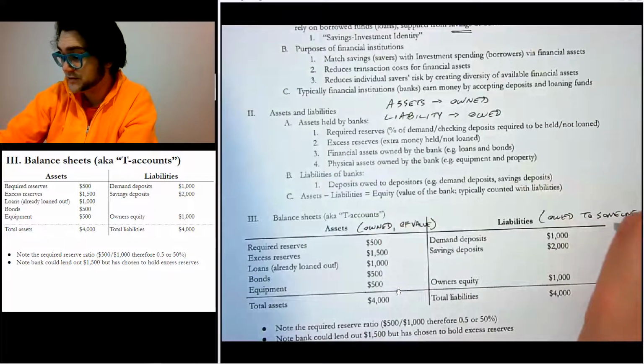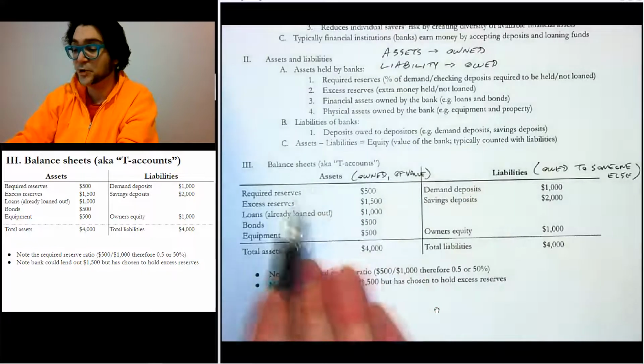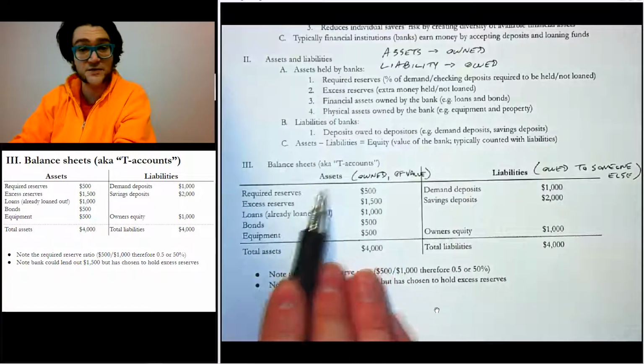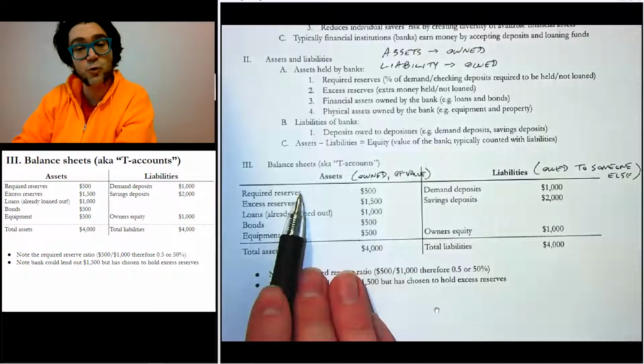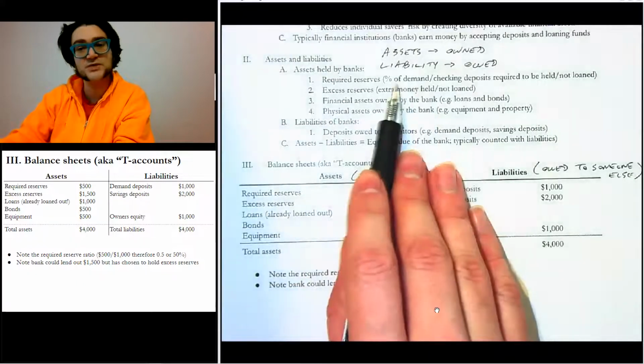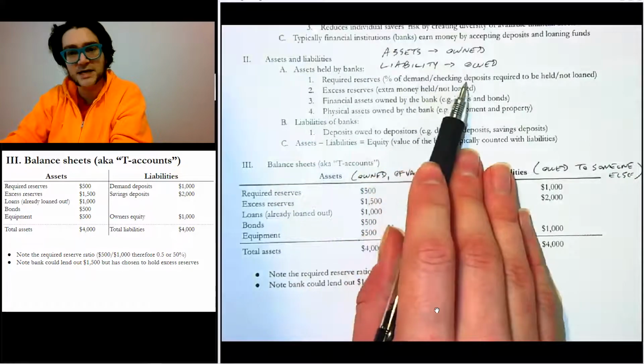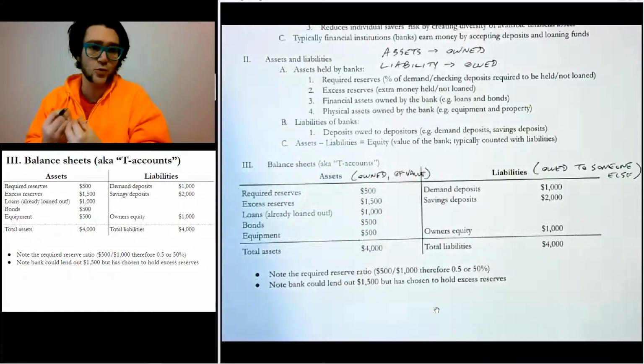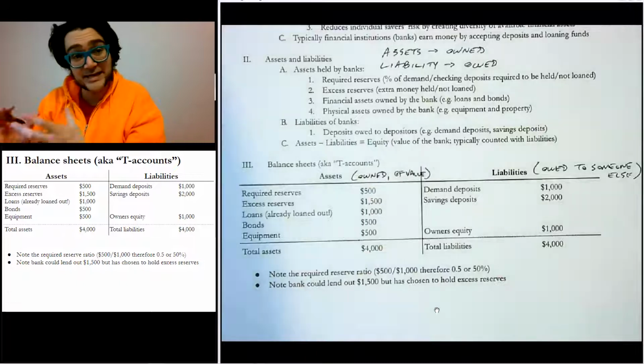And you might be thinking to yourself, how could a bank owe something to someone else? Well, they do, but we'll get there in a moment. So things that the bank owns. The first thing that they own is something called required reserves. And this is basically, and I've written it out up here for you, the percentage of the demand or the checking deposits that the bank has to hold on hand, and they can't lend it out.